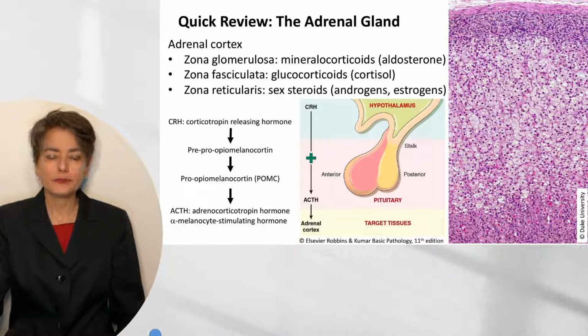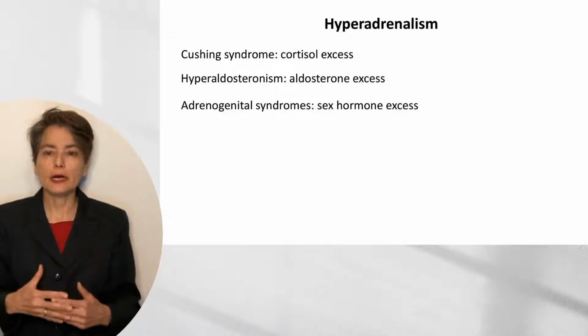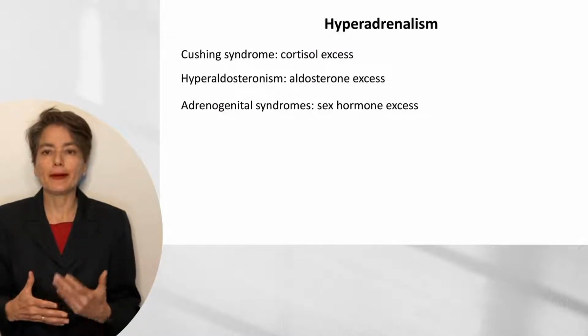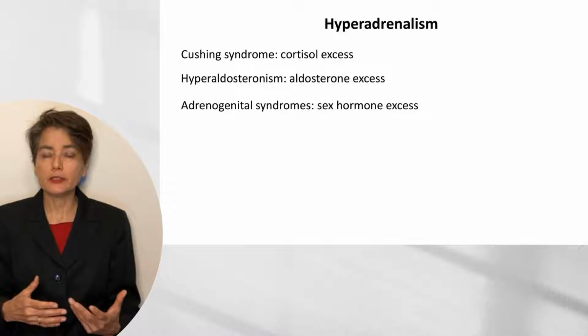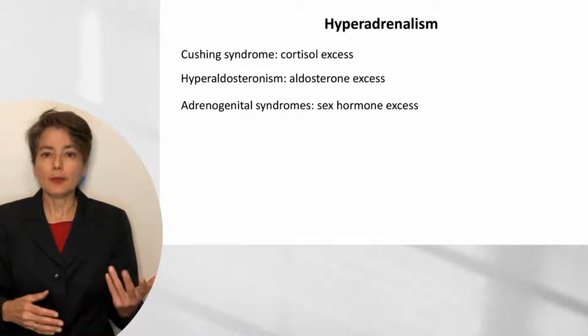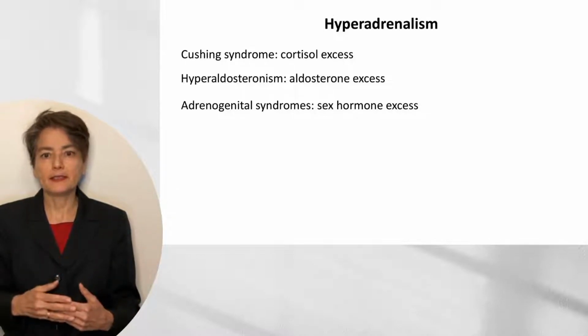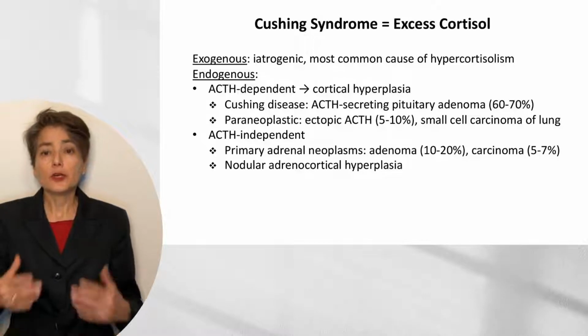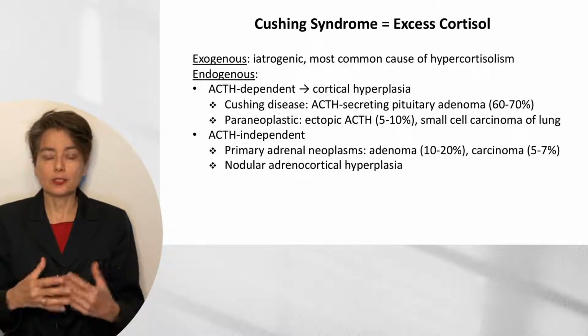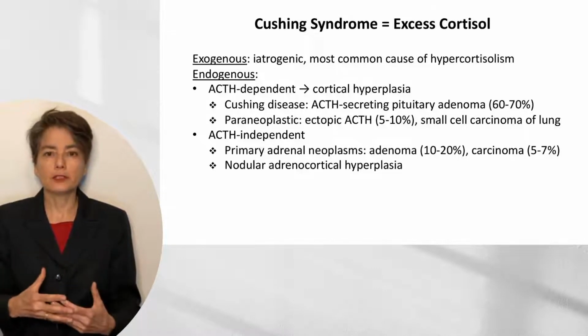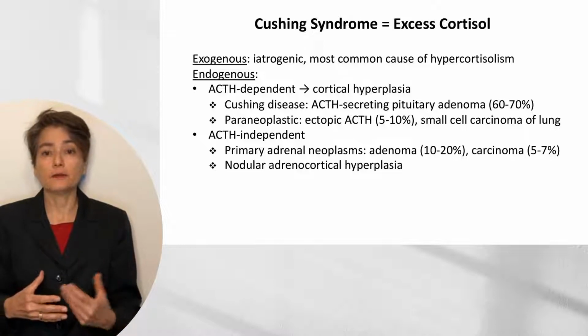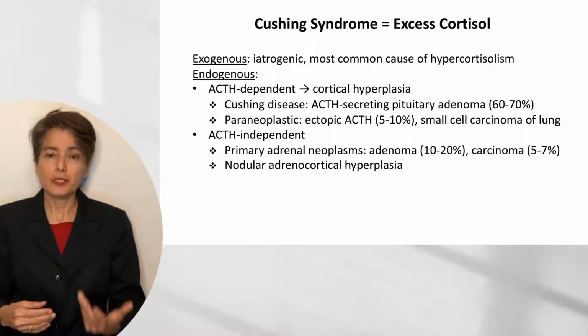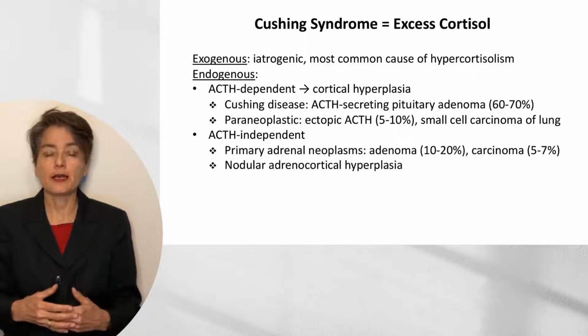All right, so our three syndromes we're going to be looking at when we think about hyperadrenalism will be Cushing syndrome, cortisol excess, hyperaldosteronism, aldosterone excess, and the adrenogenital syndromes, sex hormone excess. So let's begin with Cushing's syndrome. So Cushing's syndrome, as I said, is due to excess cortisol. And the most common cause of this is going to be exogenous cortisol administration, iatrogenic, patients who are taking medications. This is the most common cause of hypercortisolism.